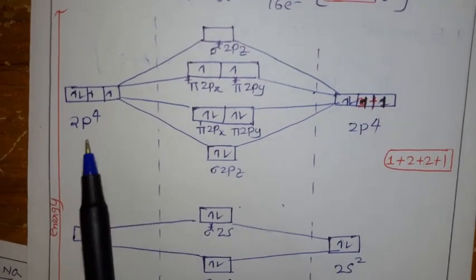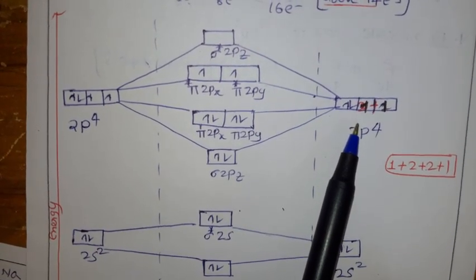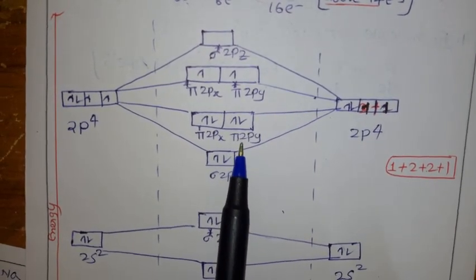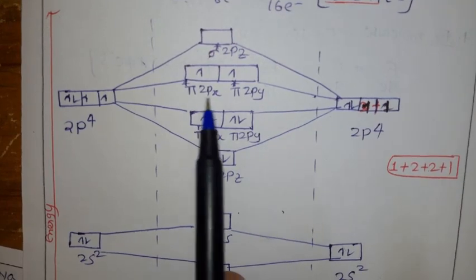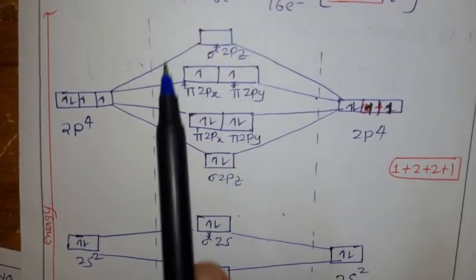Next come to here, 2p, 2p. Total how many are there? Total we have the 6 atomic orbitals. These give rise to how many molecular orbitals in total? It is going to give the 6 molecular orbitals, in that 50% were 3 are bonding and the remaining 3 are anti-bonding.